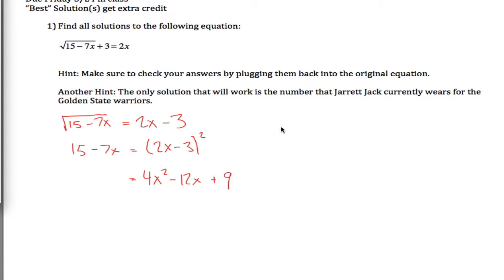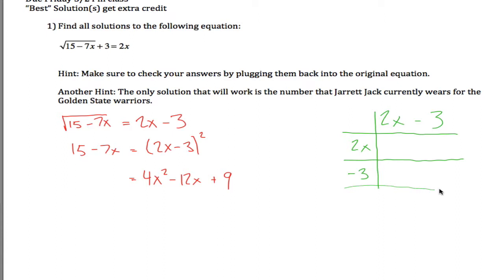Maybe off to the side I'll show my work for that. If I was trying to do 2x minus 3 times 2x minus 3, one way you can multiply binomials, or really any polynomials, is by using this box method. The idea is I just need to fill in all these boxes. 2x times 2x is 4x squared. 2x times negative 3 is negative 6x. 2x times negative 3, again, is negative 6x. Negative 3 times negative 3 is positive 9.